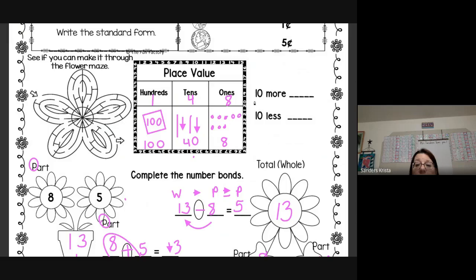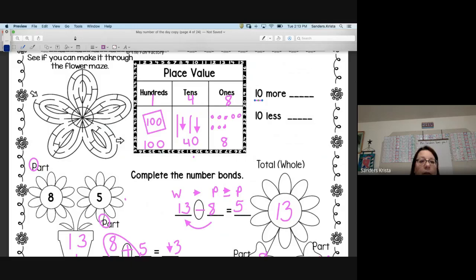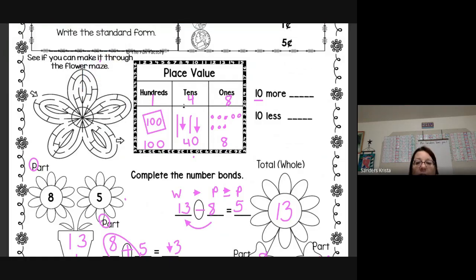So if I want to do 10 more, I'm going to change my color. All I need to do is add one more 10 stick, right? So my hundreds place didn't change. I still have a group of 100, but now I have 5 10s, and my ones also stayed the same. Okay, so my ones are 8 ones. So 10 more than 148 is 158.